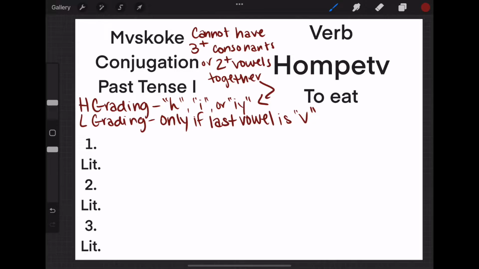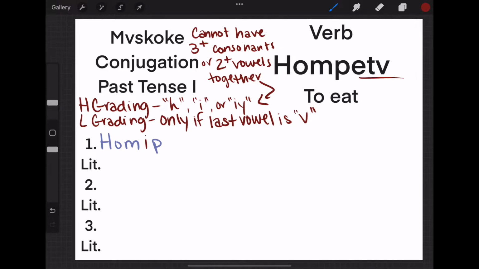Let's get into it. Our first verb is going to be hompvkes, to eat. The first step we do is drop the ita, and we focus on the verb stem, H-O-M-P. Our second step is to H grade the verb stem. Now if we look at our options for H grading, we have H, I, or IY. H cannot be used in hompvkes because it would break our 3 or more consonant rule. IY is only used for words that have repeating letters that are not double K. There will be an example of this later on in the video. So that leaves only I left.